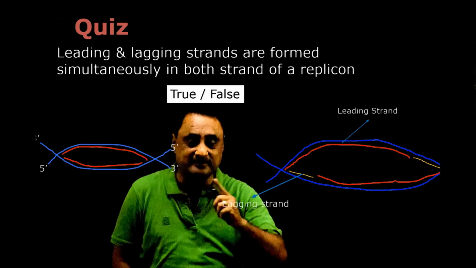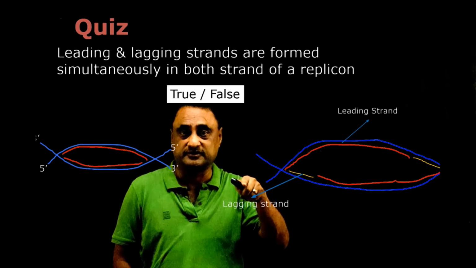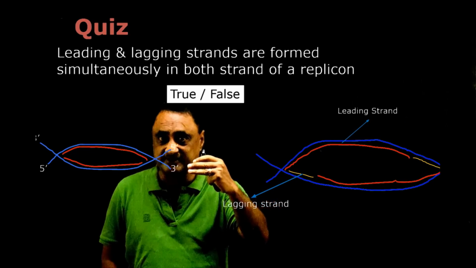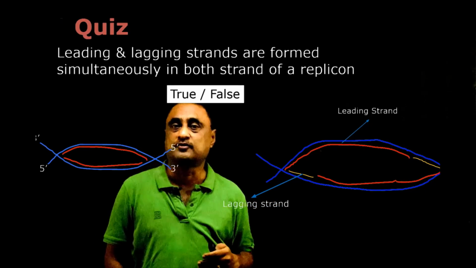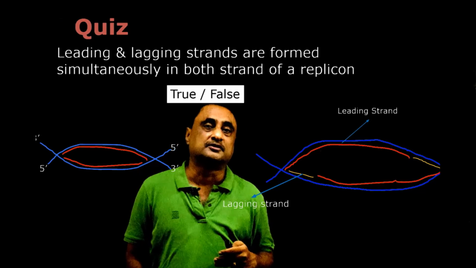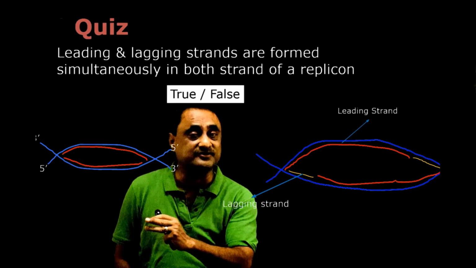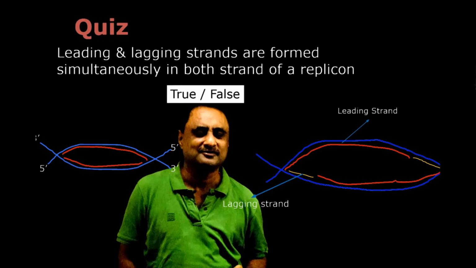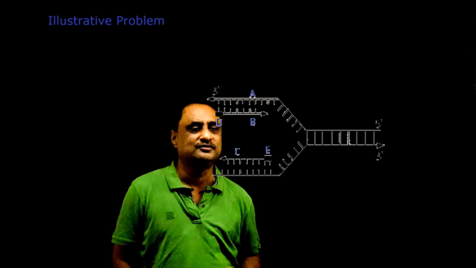in the same strand. But as far as the replication fork is concerned, the fork is the replication that is going to occur at the terminal end. Here we see that one strand is going to act as a leading strand, another is going to act as a lagging strand. Okay, so that's all from my end.